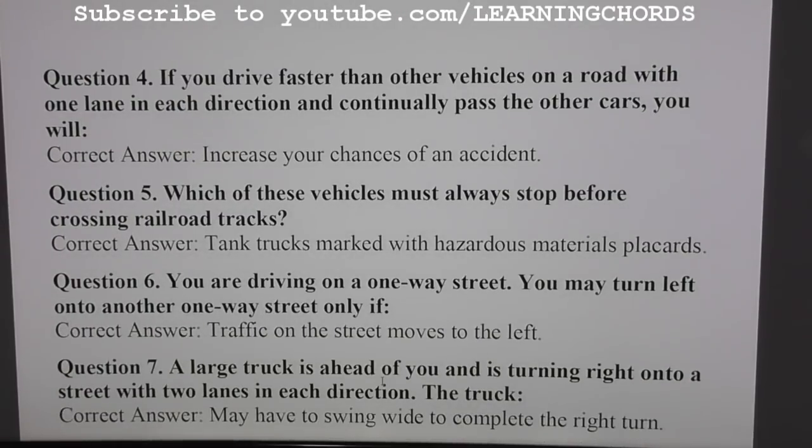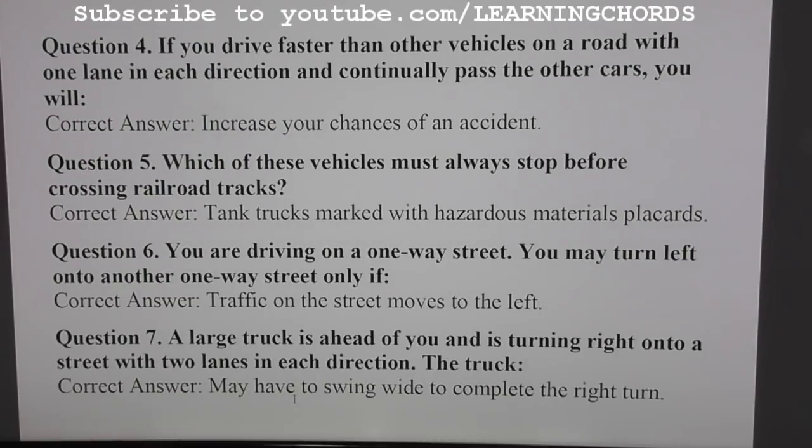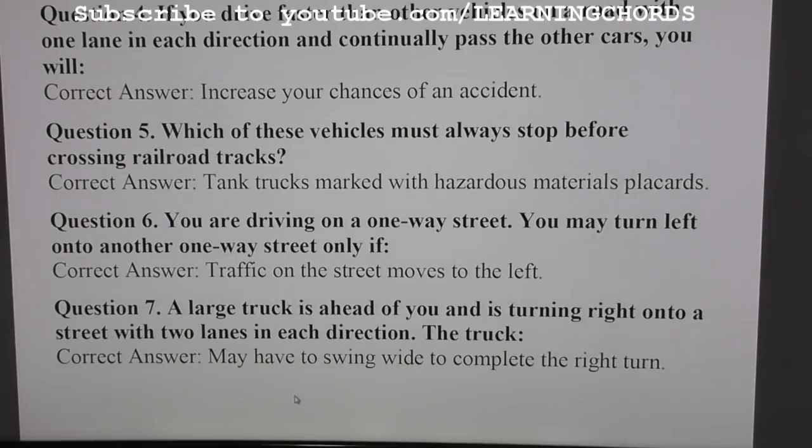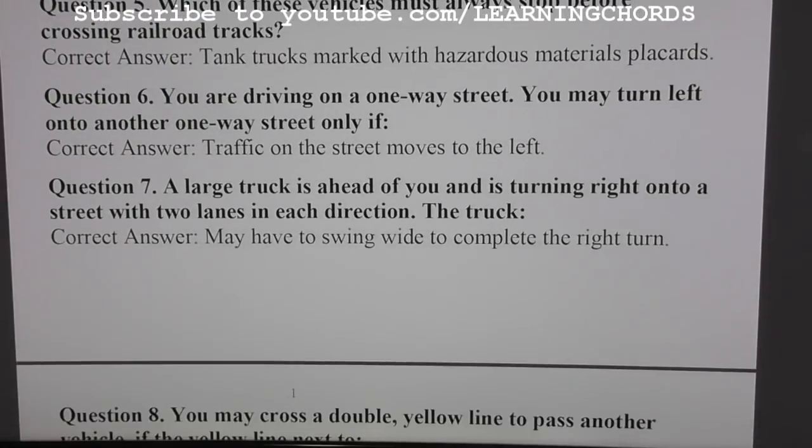Question 7, a large truck is ahead of you and is turning right onto a street with 2 lanes in each direction. The truck may have to swing wide to complete the right turn. Obviously, remember that other question, blind spots, they don't see you. Trucks and buses and really big vehicles swing wide to complete turns. You just have to be careful. It all comes down to the answers. Be careful. Use caution.